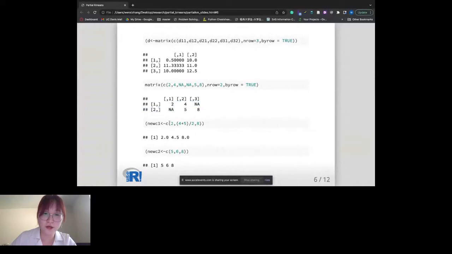So for the first entry, since we only have one non-missing value, it will simply be 2. And for the second entry, since both of them are not missing, it will be the mean of 4 and 5. And we will complete the other entries in a similar manner.